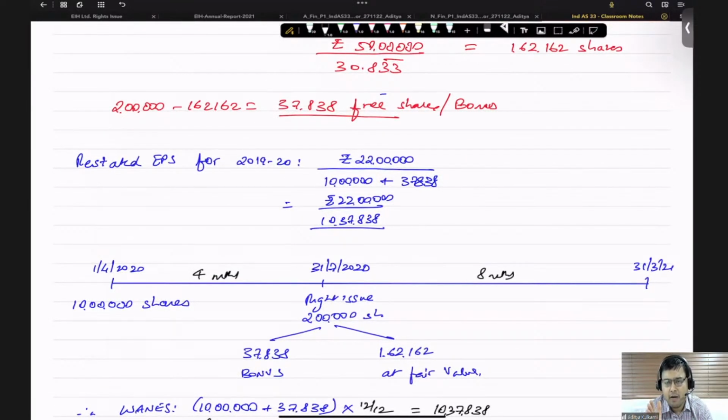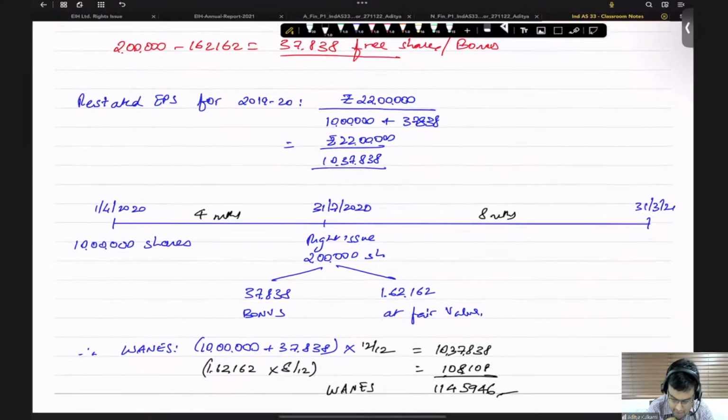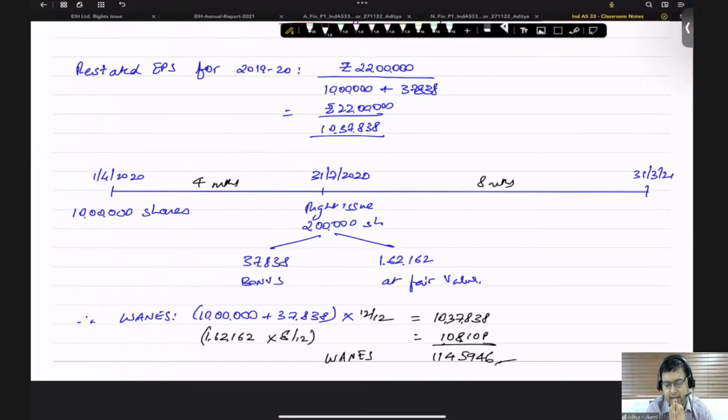Any issue that has happened prior to bonus, we will have to adjust it for the bonus. Similarly, the same concept we apply here. Any issue that has happened prior to rights issue, we will have to adjust for the bonus which is included in the rights factor. So we will add 37,838 to 10 lakhs and determine the variance and do the calculation. So this is how you are going to do and interpret a rights issue.